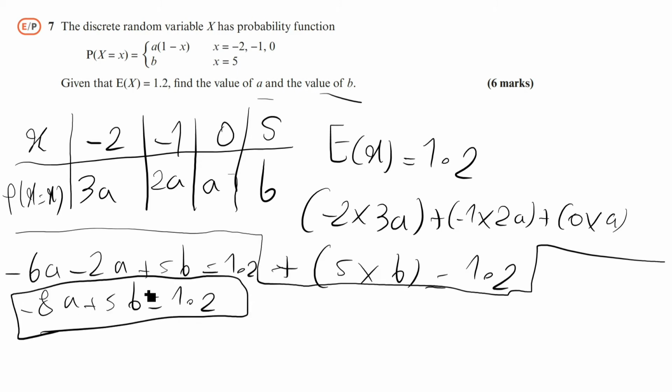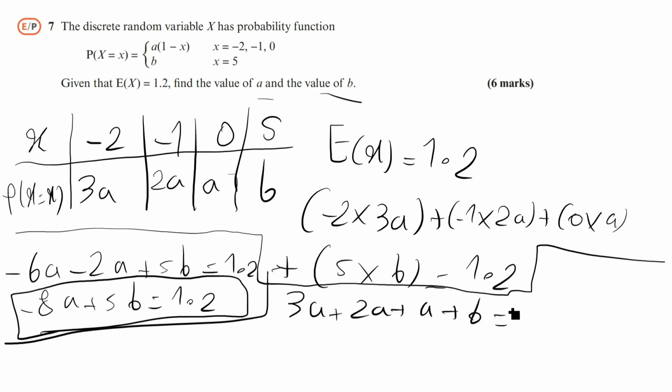In order to get the second equation, we also use the fact that the sum of these probabilities is equal to 1. So 3a plus 2a plus a plus b is equal to 1. As you know, we just need to solve these two equations and we will get 0.1 for the value of a, and b is equal to 0.4.